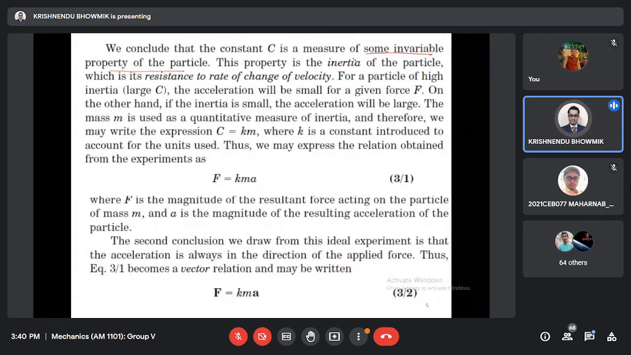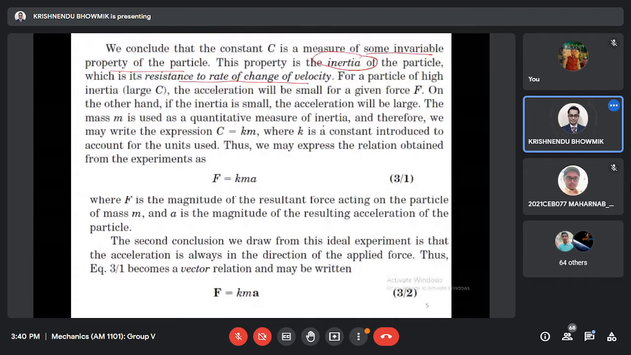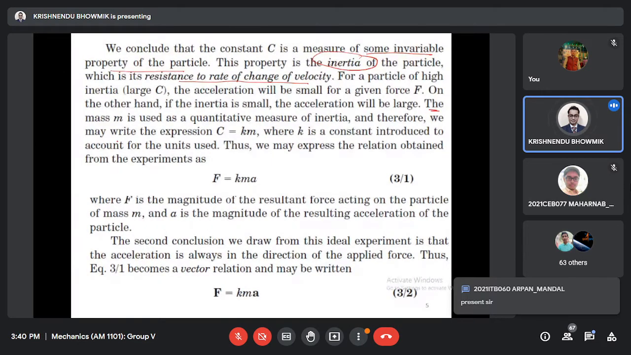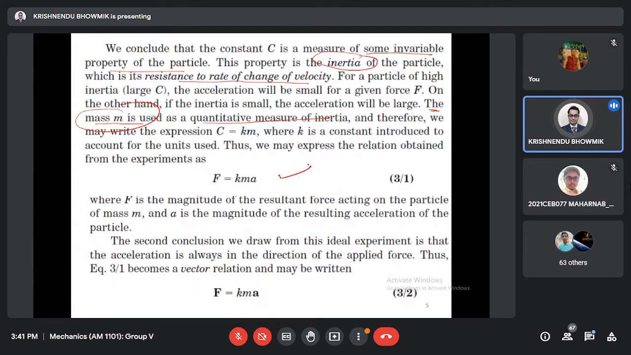This property is nothing but inertia, that is giving the resistance to the rate of change of the velocity. Okay, when the force is more, acceleration will be less, and vice versa. And now this ratio C, or this value C, we are giving as the quantitative measure of the inertia. We have given it the name mass, and also we can have F equal to ma. That relationship you have learned before.